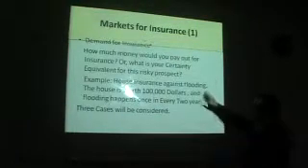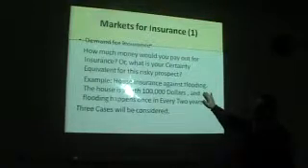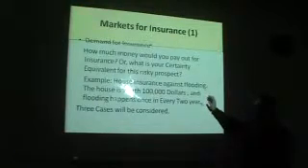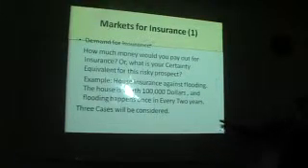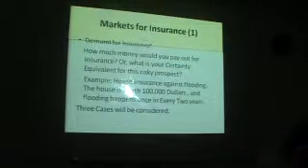Example: house insurance against flooding. The house is worth $100,000 and flooding happens once in every 200 years. I think it's in the book, 200 years. Okay?